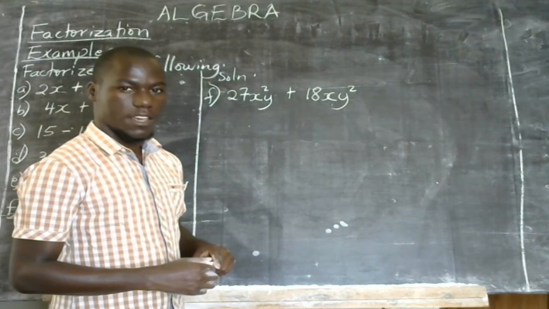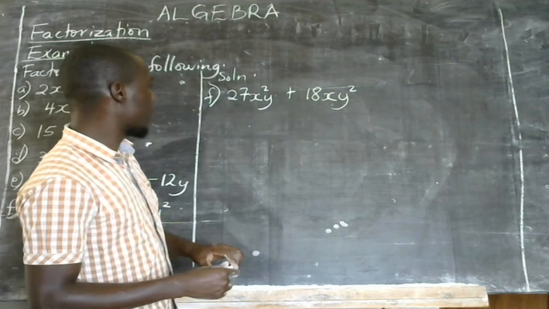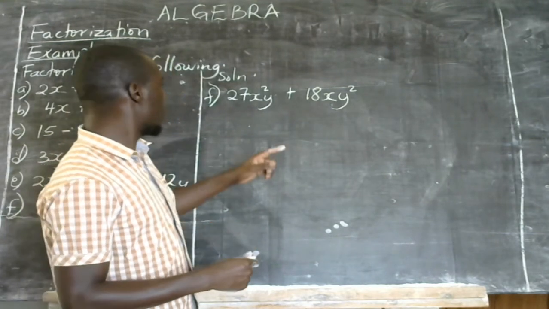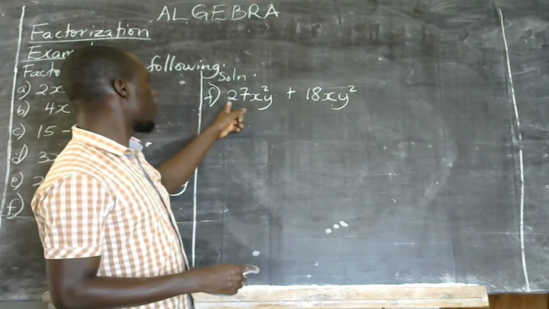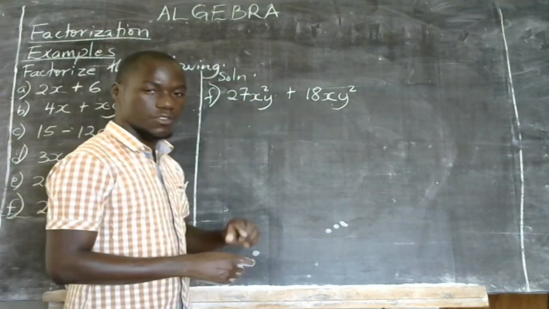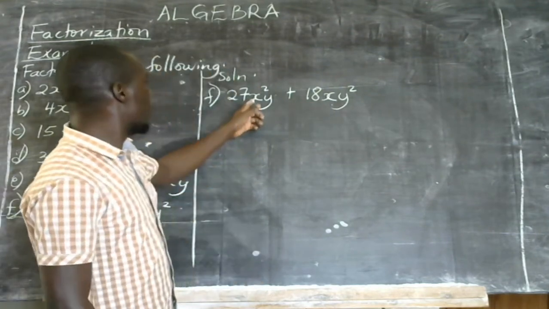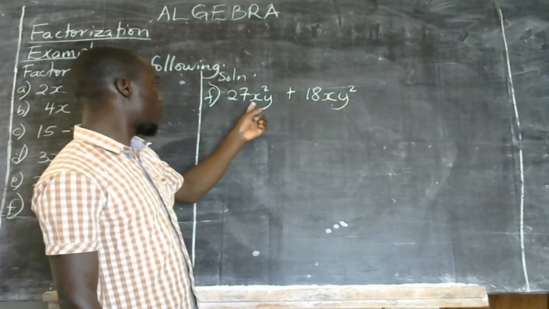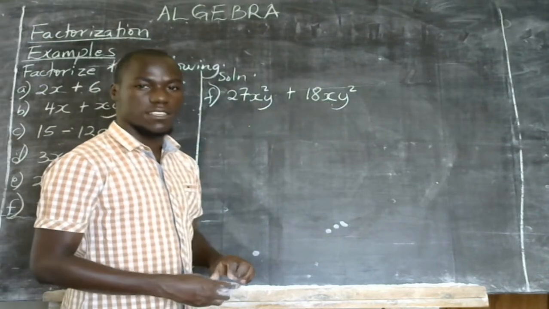My part F, when you look at those 2 terms, there are 3 common factors. One is a 9, because when you get 27 divided by 9, you get a 3. 18 divided by 9, you get a 2. X here is also common, and y is also common.